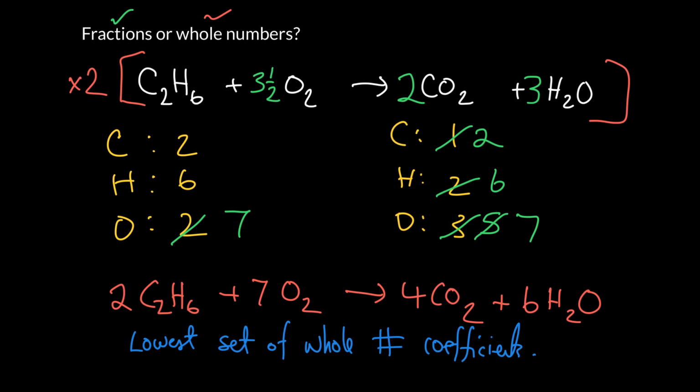So when you use the lowest set of whole numbers, so that is you don't allow fractions, the lowest set is 2, 7, 4, 6. And so then you could actually say, using the lowest set of whole number coefficients, the oxygen has a coefficient of 7 written in front of it. So I think it's worth knowing that.